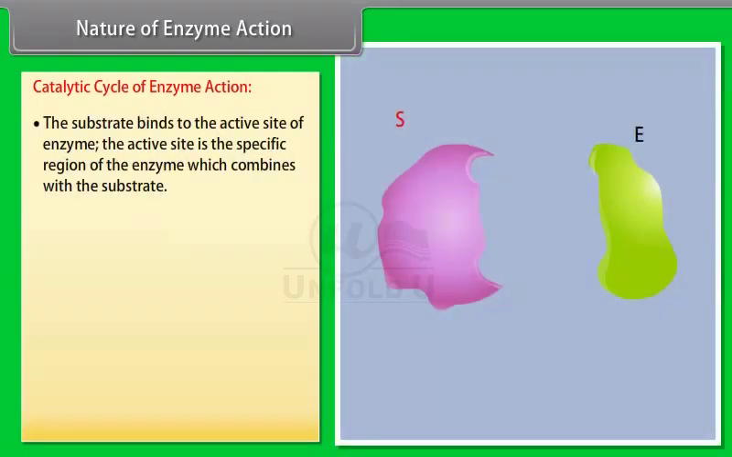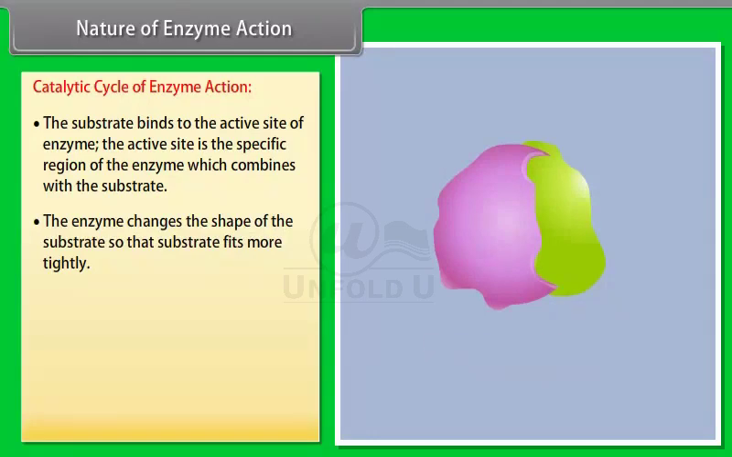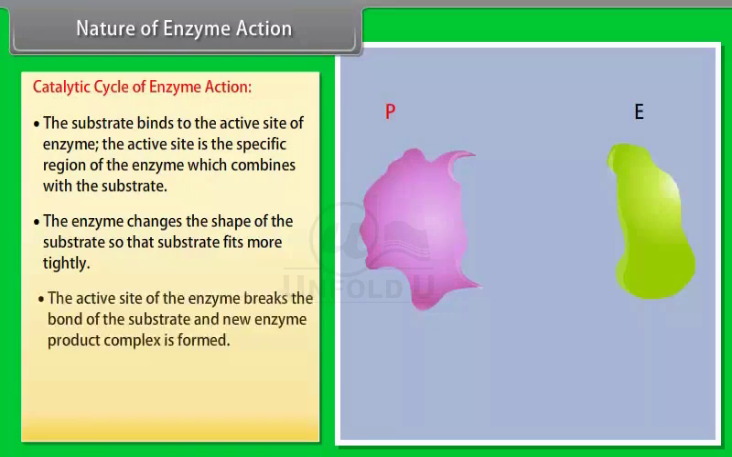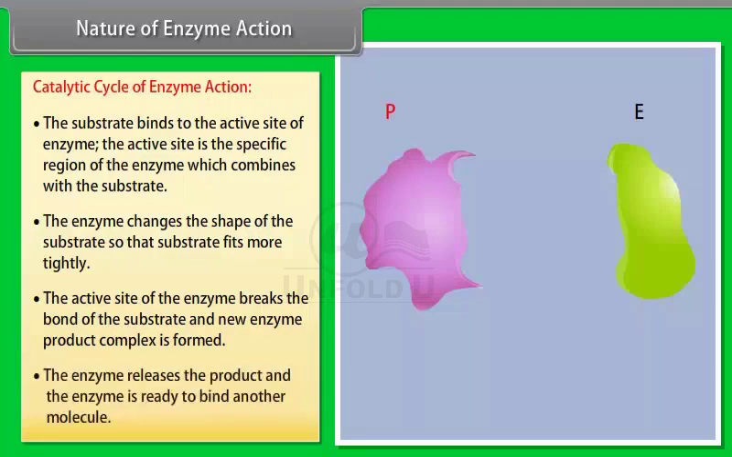Nature of enzyme action. Catalytic cycle of enzyme action. The substrate binds to the active site of the enzyme. The active site is the specific region of the enzyme which combines with the substrate. The enzyme changes the shape of the substrate so that the substrate fits more tightly. The active site of the enzyme breaks the bond of the substrate. A new enzyme product complex is formed. The enzyme releases the product, and the enzyme is ready to bind another molecule.